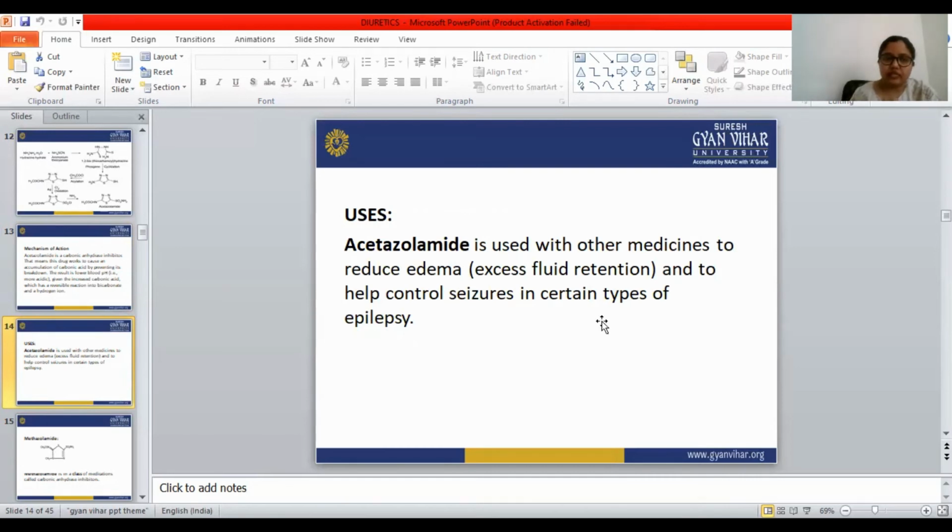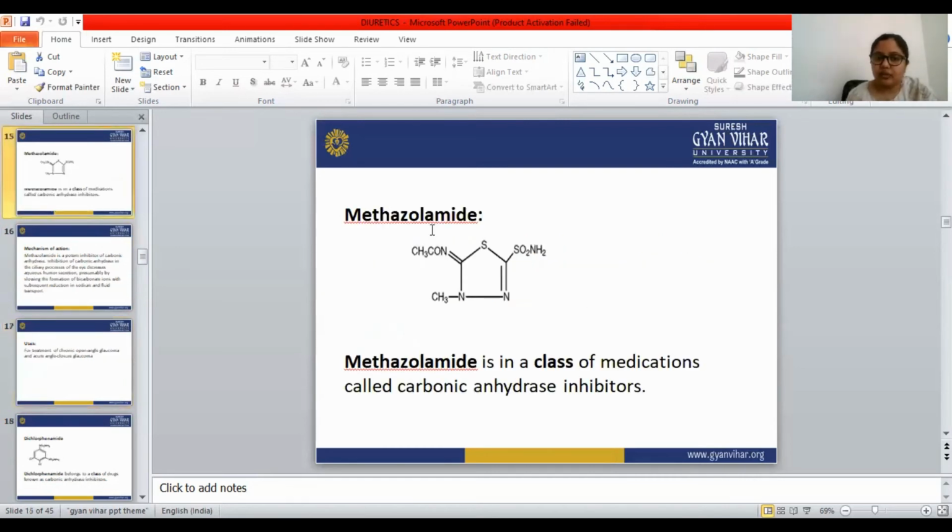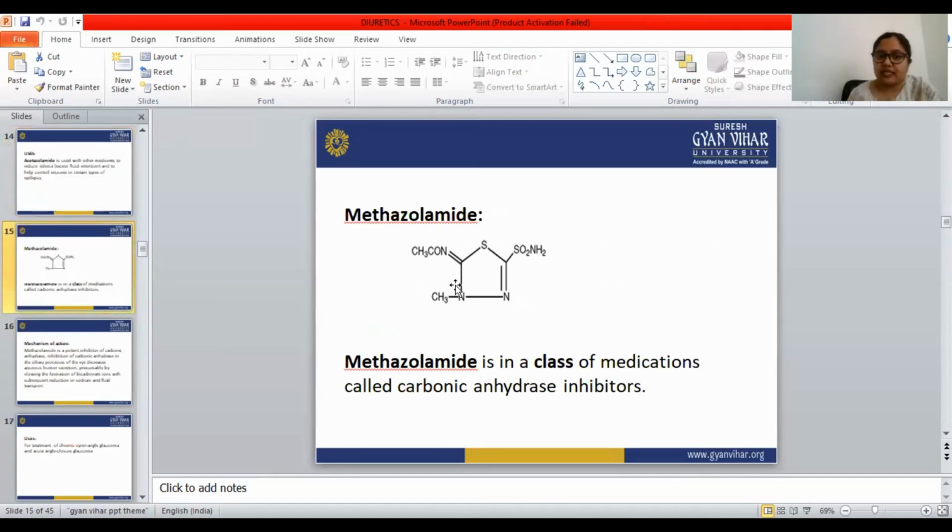And our next drug is methazolamide. It has the same structure as acetazolamide, and in methazolamide there is one extra group, a CH3 group. The rest is the acetazolamide structure. Here one CH3 group is attached, so this is known as methazolamide. Methazolamide is a class of medication called carbonic anhydrase inhibitor, and this is again the heterocyclic carbonic anhydrase inhibitor.